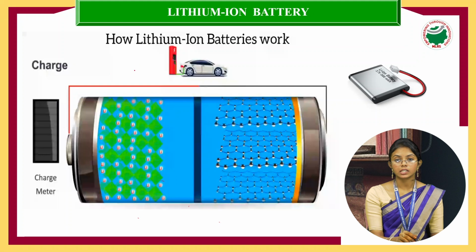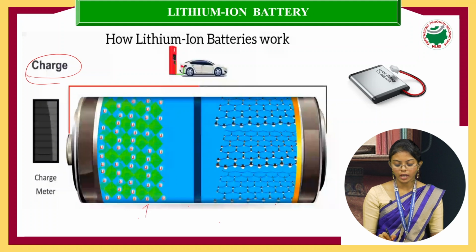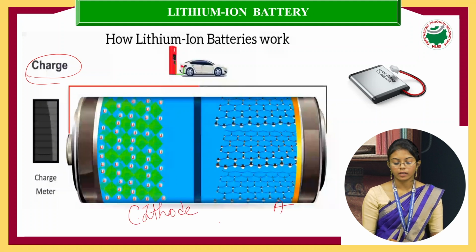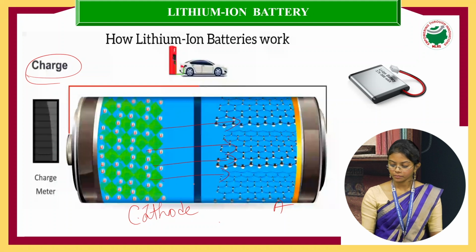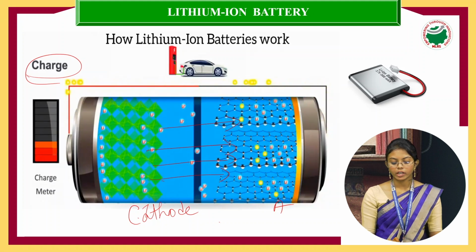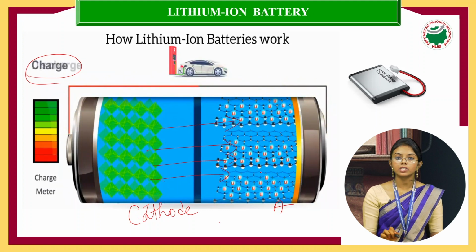So you can see how lithium ion batteries work during charging. So this is your cathode and this is your anode. Okay, this is your cathode, this is your anode. Okay, so as we said, charging means ions move from cathode to anode. Okay, next, you can see the video here, how lithium ions are moving from cathode to anode and the electrons from the circuit.